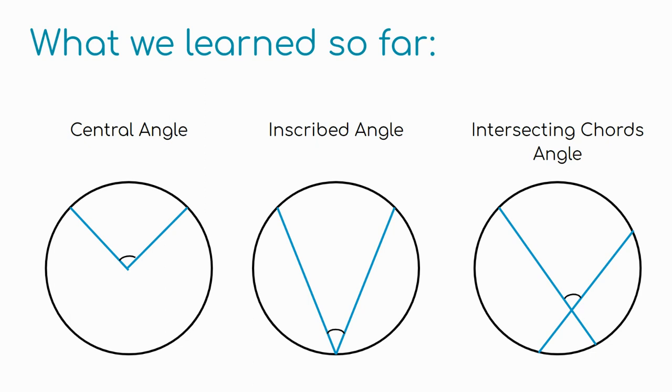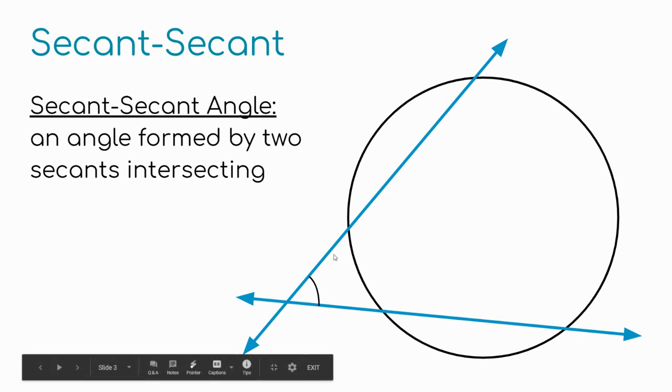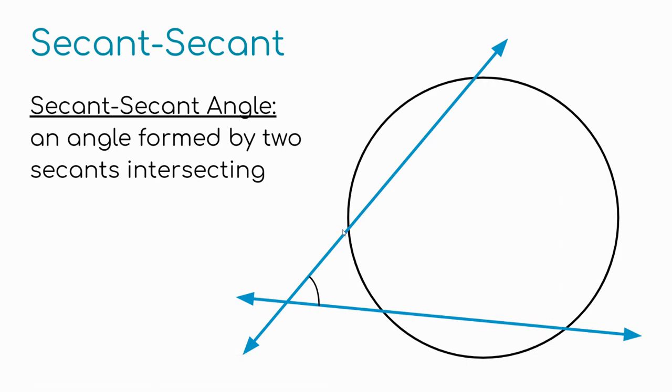Now we're going to move to angles outside the circle. So we've done radiuses, we've done chords. Now we're going to talk about secants. You should remember that a secant is a line that intersects the circle at 2 points. So here's a secant. We know it's a line because of the two arrows. It's intersecting at 2 points.